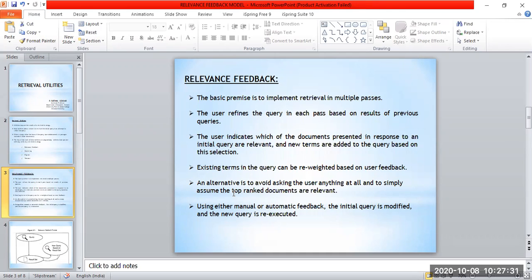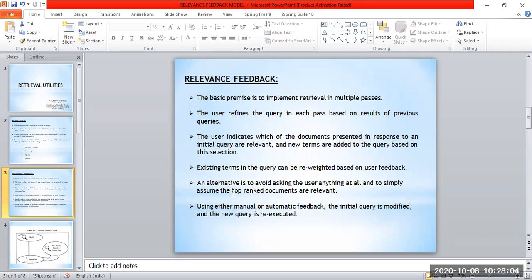By doing this, each time a query is executed, from the relevant documents, the terms which have more weight, or the terms which have more frequency, are added to the query, and the query is updated. This process is continued until the user gets the desired output or document, or the user thinks that the query is well refined.